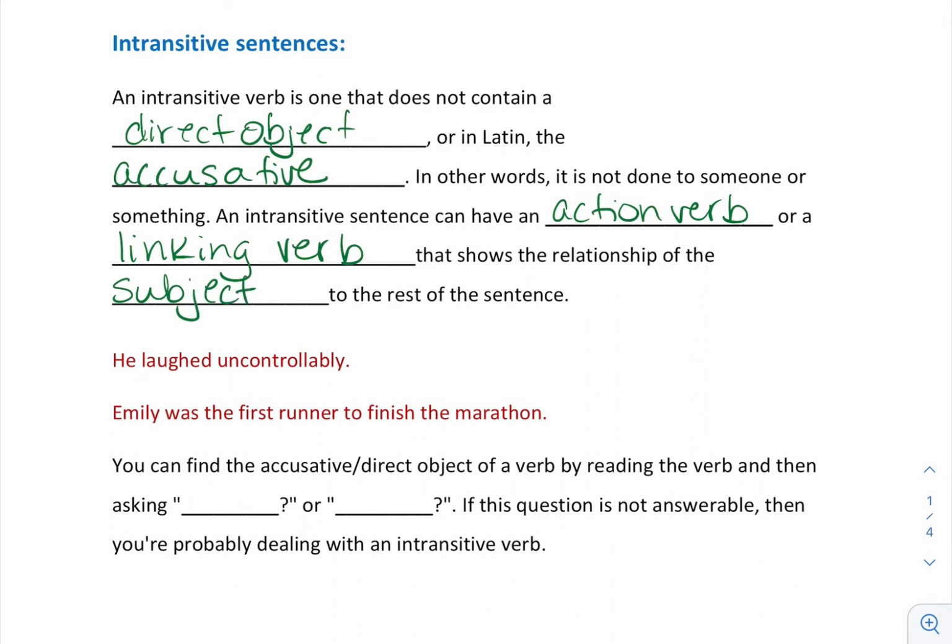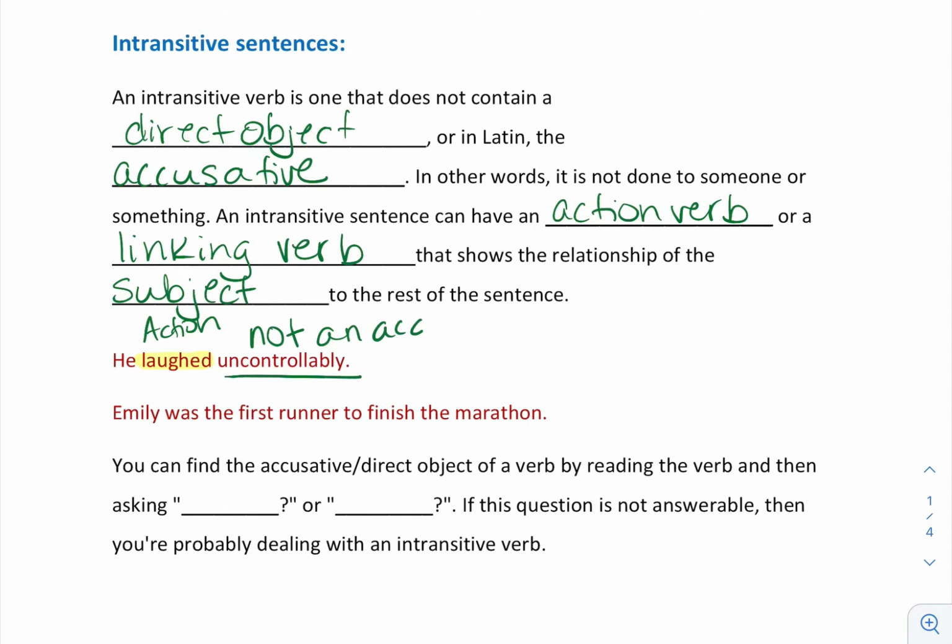So the first one, he laughed uncontrollably. Laugh is an action verb, something that's done. But the sentence doesn't tell who or what was laughed at, so it's intransitive. This is not an accusative.